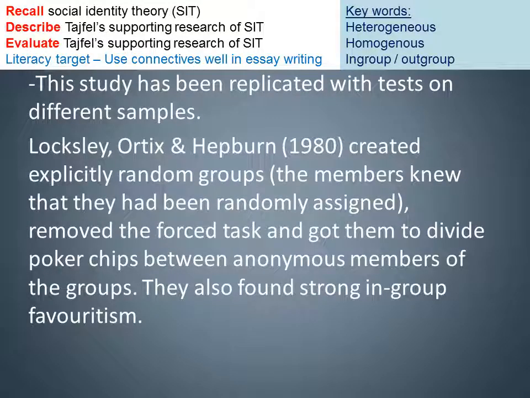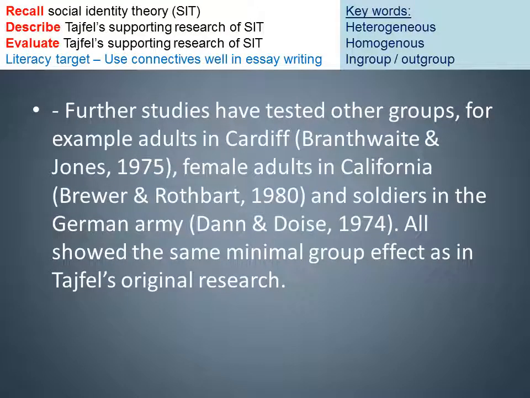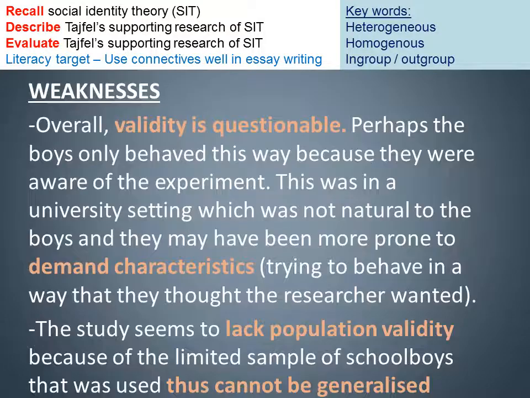The study's been replicated with tests on different samples. Lowsky, Ortex and Hepburn, 1980, created explicitly random groups, removed the forced task and actually asked them to divide poker chips between anonymous members of their group, and they found strong in-group favouritism as well. Further studies have tested other groups, for example adults. So in Cardiff, Branthwaite et al. found female adults in California and soldiers in the German army, and these all showed minimal group effect as within Tajfel's original research. This is important because you need to be prepared in the exam for a question that asks you to support social identity theory using research.